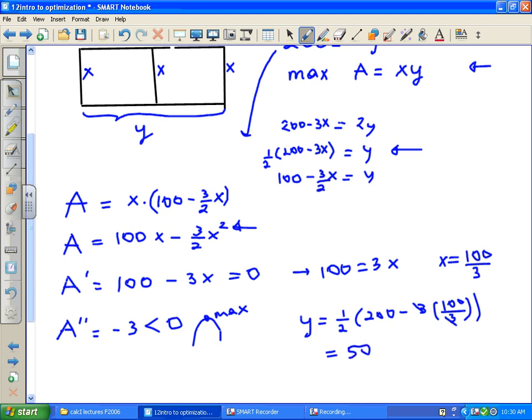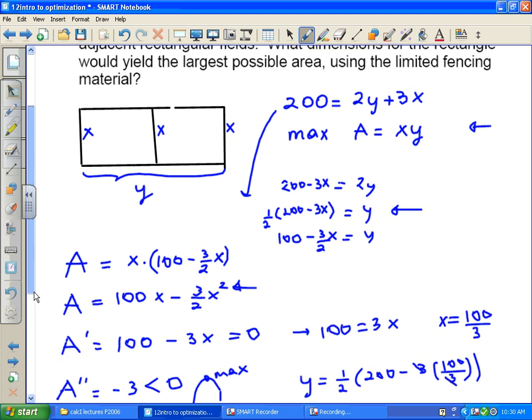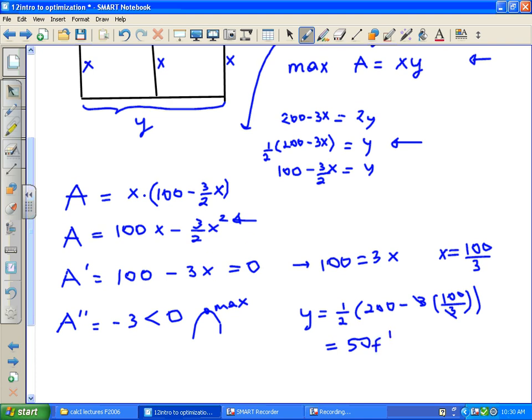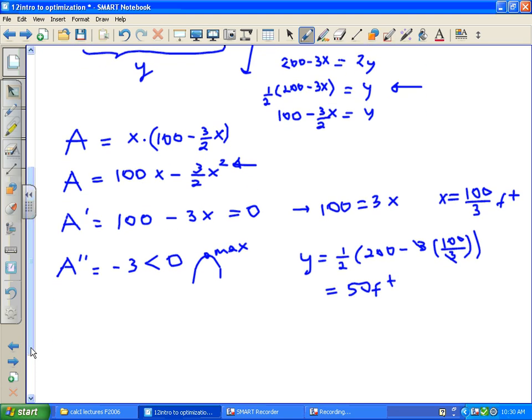And the units, everything was in feet, I believe. So the units will be in feet as well. So we're saying that the dimensions of the rectangle should be 100 over 3, which is roughly 33.33 feet by 50 feet.